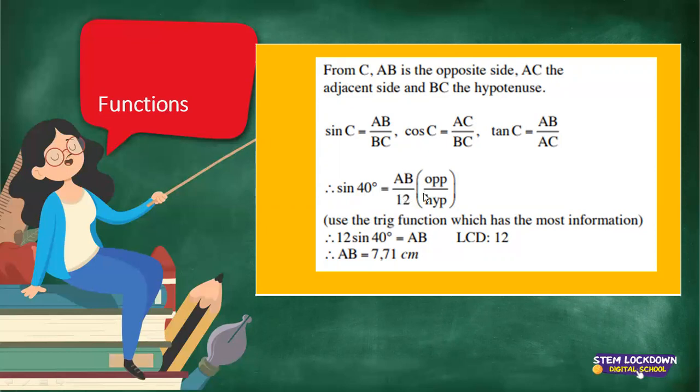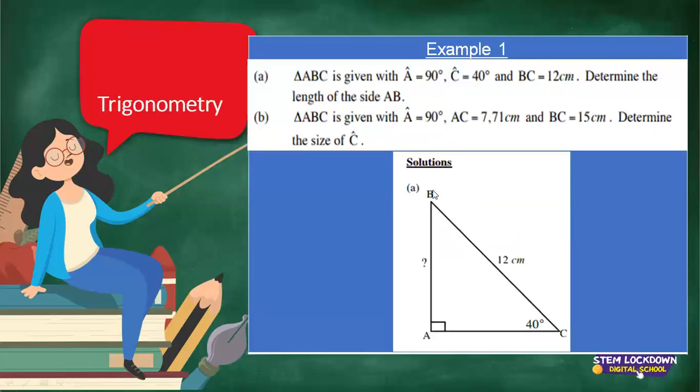And then we cross multiply, so we're going to find our AB to be equal to 12 sine 40. If you punch your calculator, 12 sine 40 in two decimal places, you're going to get 7.71 centimeters. So our AB is 7.71 centimeters. So that we can get using the trigonometric ratios.